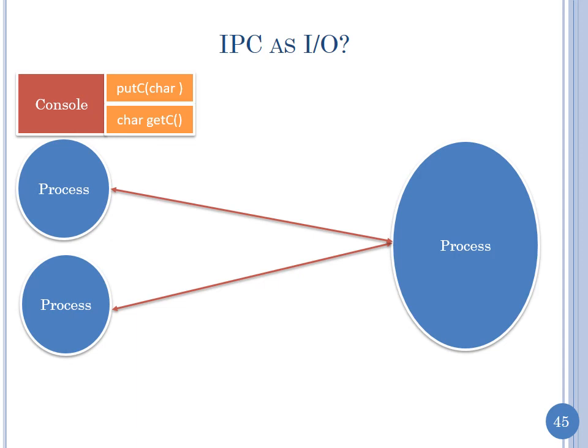So the next thing we look at next time is how we can model blocking IPC as really I/O, and see what we've learned there to inform what abstractions blocking IPC might have.